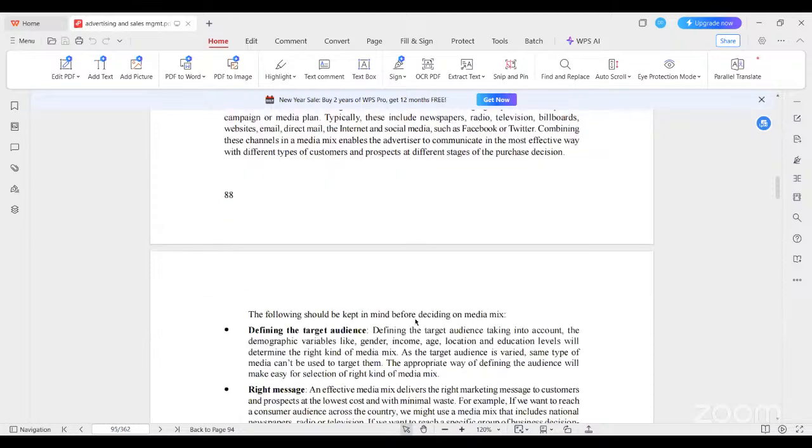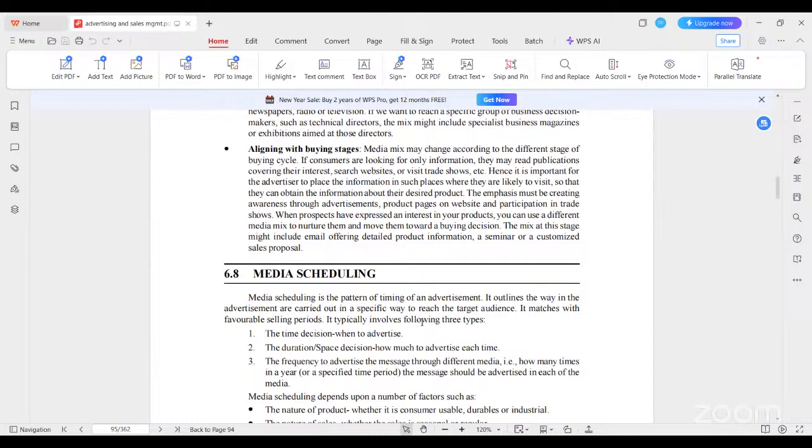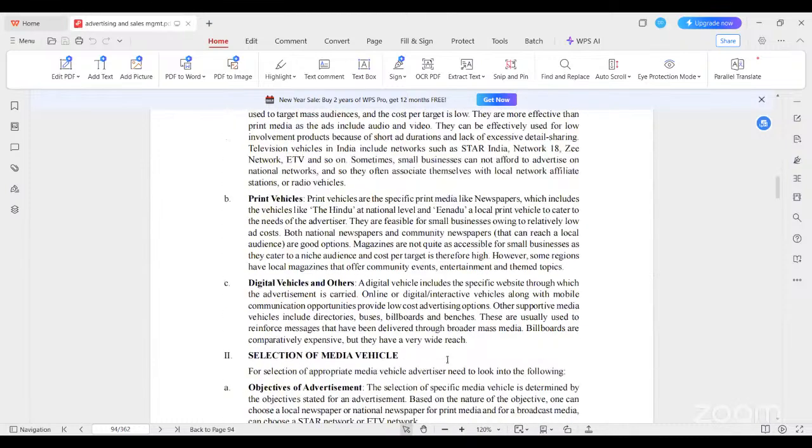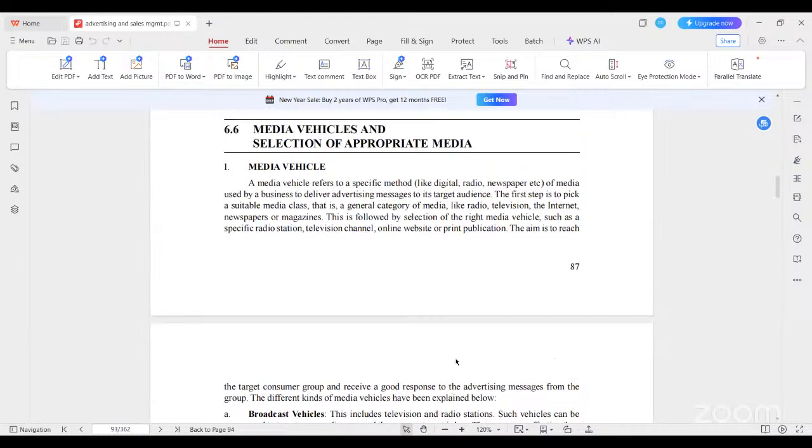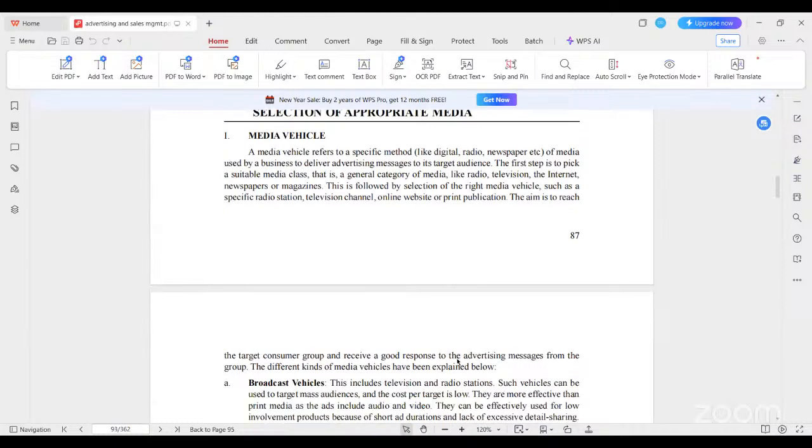Now we have to decide the media strategy. Media strategy is also very important. Which type of media are we going to select, and whether we are going to promote our products on a single media vehicle or a media mix, meaning on different media channels. This is called developing a media strategy.